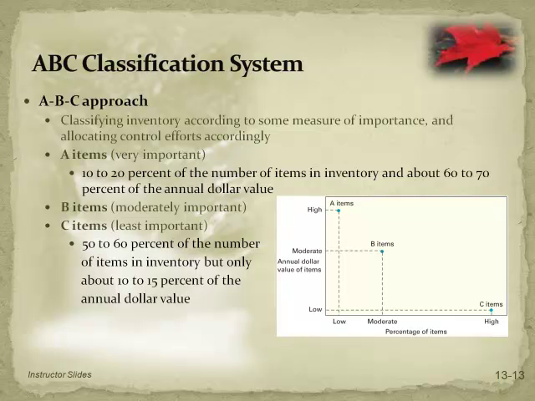The C items, on the other hand, are the least important. The C items could be anywhere from 50 to 60% in number of all inventory items, but from a financial point of view, they only represent 10 to 15% of our total investment in inventory. And of course, the B items are somewhere in between the A and the C. They are not the most important, they're not the least important, they are somewhere in the middle.